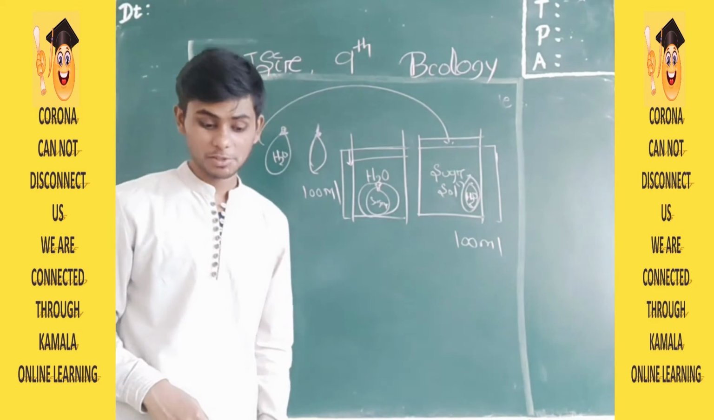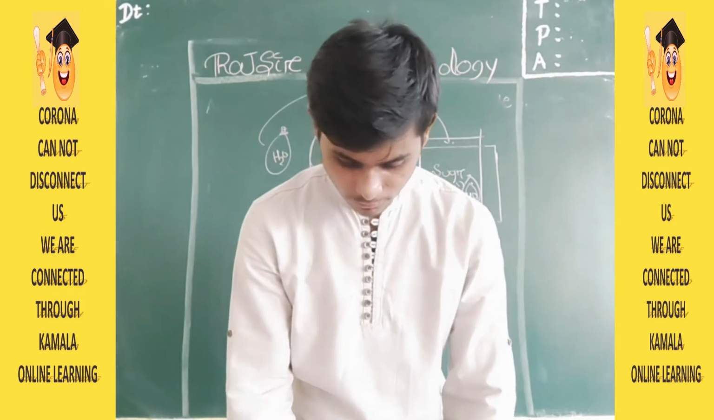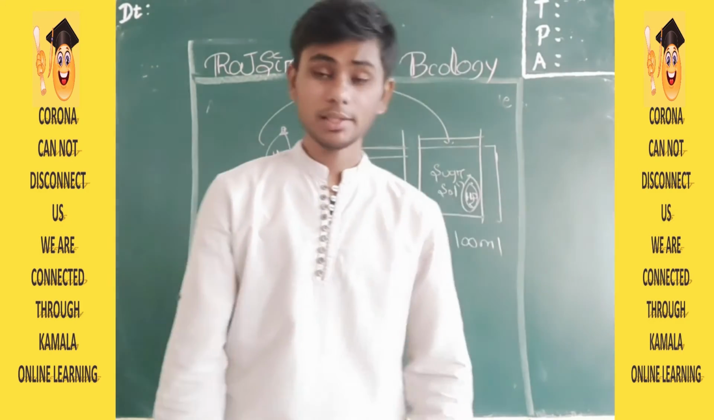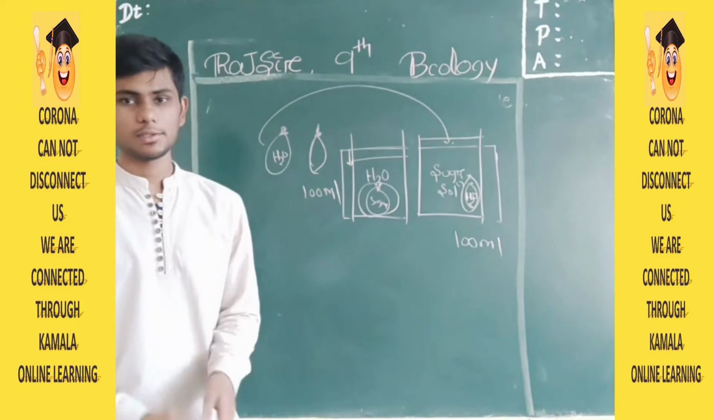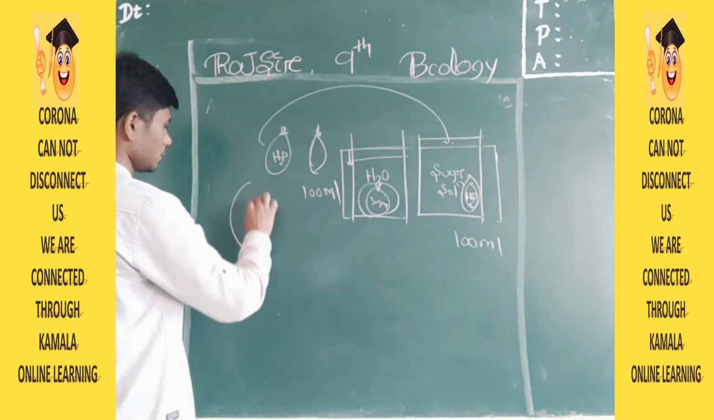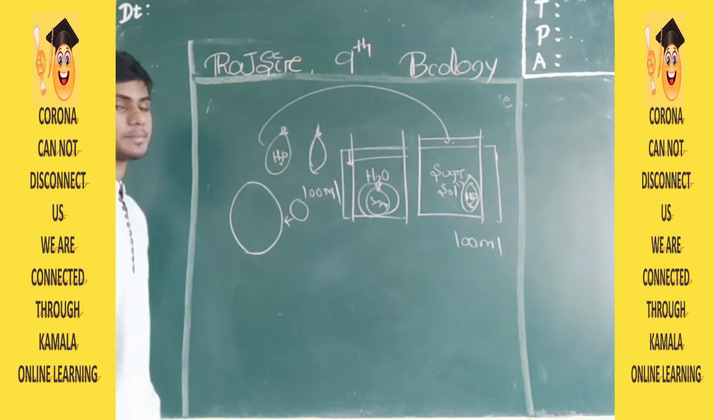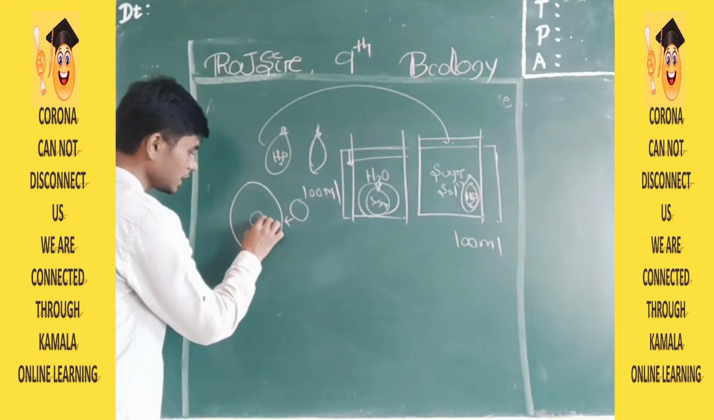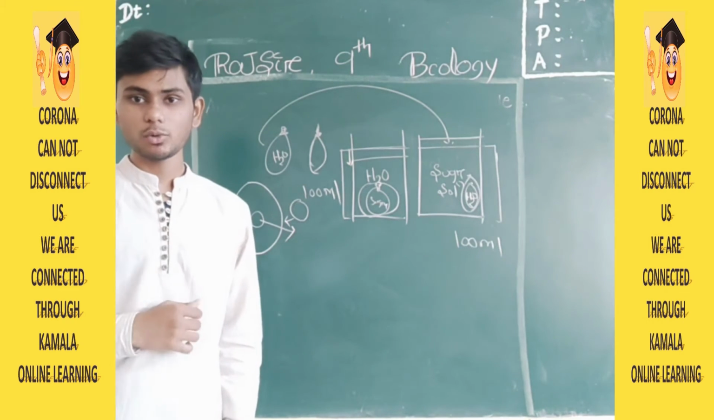So what did we get from this? What have we learned from this observation? We learned that sugar molecules are too big to enter the plasma membrane. If this is the plasma membrane, sugar molecules cannot enter or go out. Why? Because the plasma membrane won't allow those things.